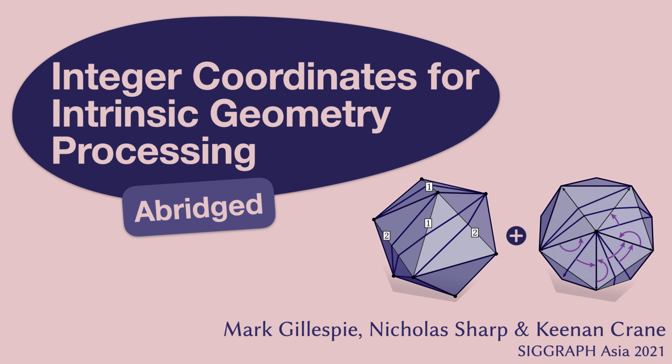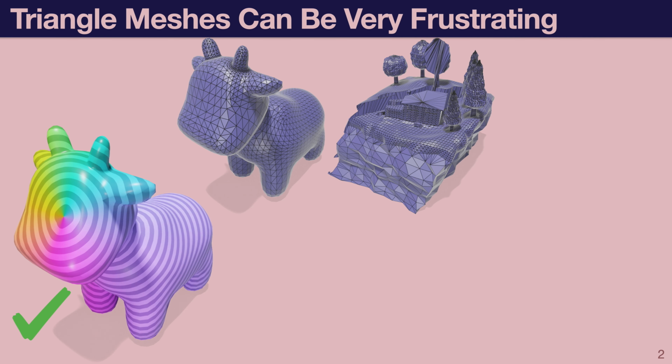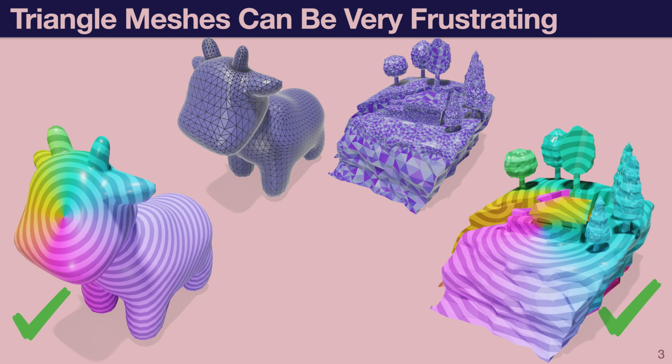Hi, I'm Mark, and today I'd like to tell you about our new data structure for encoding triangulations of surfaces. Geometry processing is full of algorithms that work perfectly well on the mesh on the left, but produce nonsense on the mesh on the right. Today, I'll show you a new data structure that helps us escape this frustration.